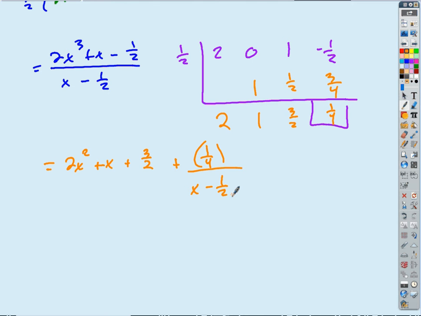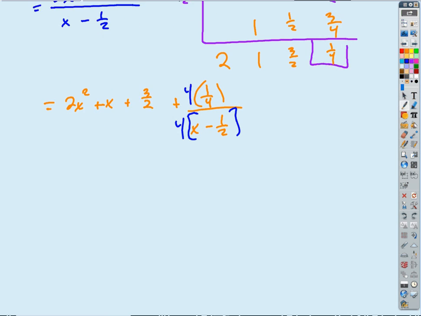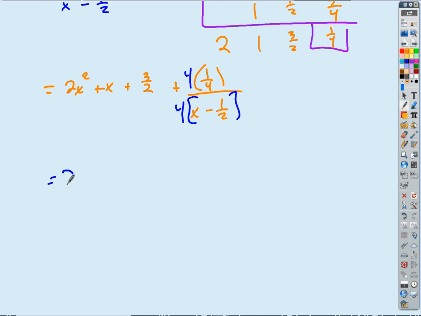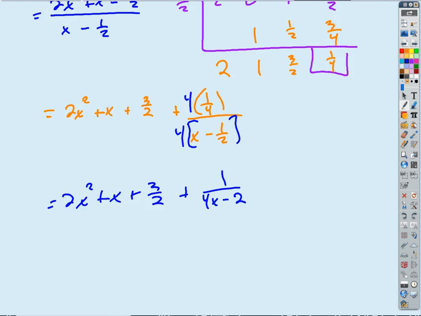Okay, and so this is pretty goofy here. What would I do to the top and the bottom here maybe to make that look a lot better? Multiply by 4, right? Because I've got a 1/4 on the top. So I want to multiply by the least common multiple of all the denominators. So if I multiply top and bottom by 4, then this starts to look a little better. Then I end up with 2x squared plus x plus 3/2 plus 1 divided by 4x minus 2. Okay, get the idea?